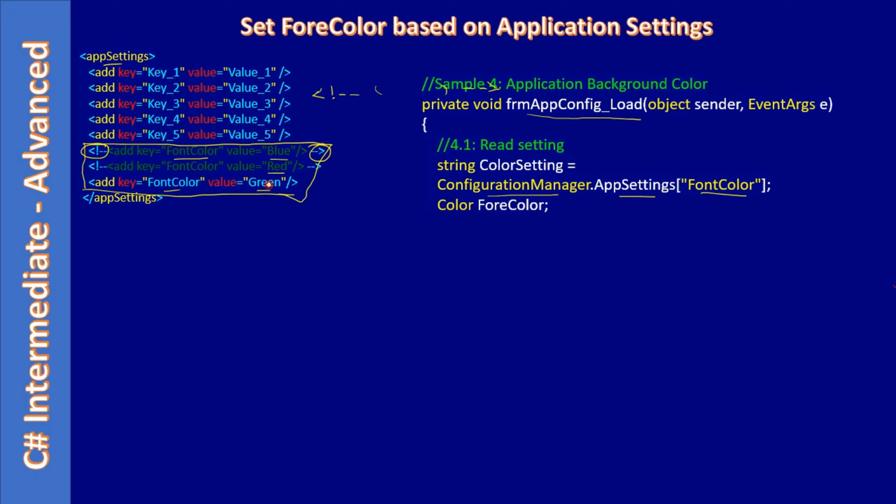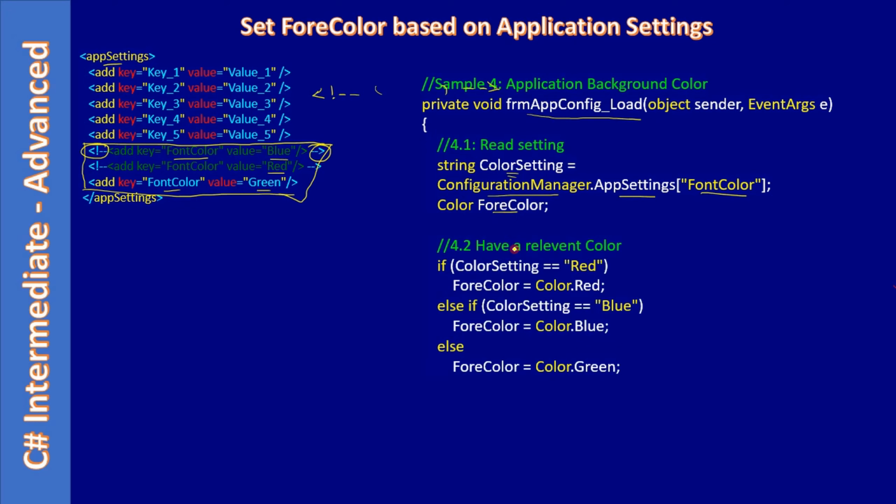For now the font color is green, and in the string we will get the setting value as green. Then here we declared a color object. So if colorSetting, so this is a string, right? If it is red, we assign Color.Red to the ForeColor. Otherwise we will assign Color.Blue if the value returned is blue, and if the value returned is not red and not blue, we are assigning Color.Green. So this is actually not a safe piece of code.